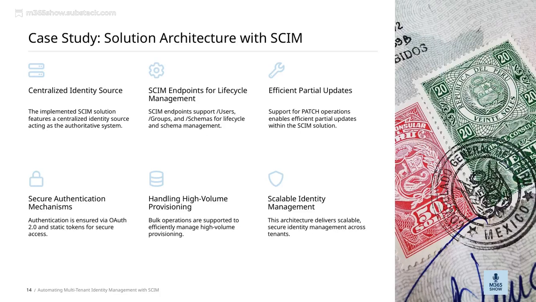The architecture also includes dedicated SCIM endpoints for managing different aspects like users, groups, and schemas. This organized approach makes lifecycle management and schema updates straightforward and consistent across the system. Finally, the entire solution is anchored by a centralized identity source. This acts as the authoritative system for all identity data, ensuring consistency and integrity across all tenants. Overall, this architecture aligns with the broader goal of creating a unified, scalable, and secure identity management framework that can support complex multi-tenant environments efficiently.